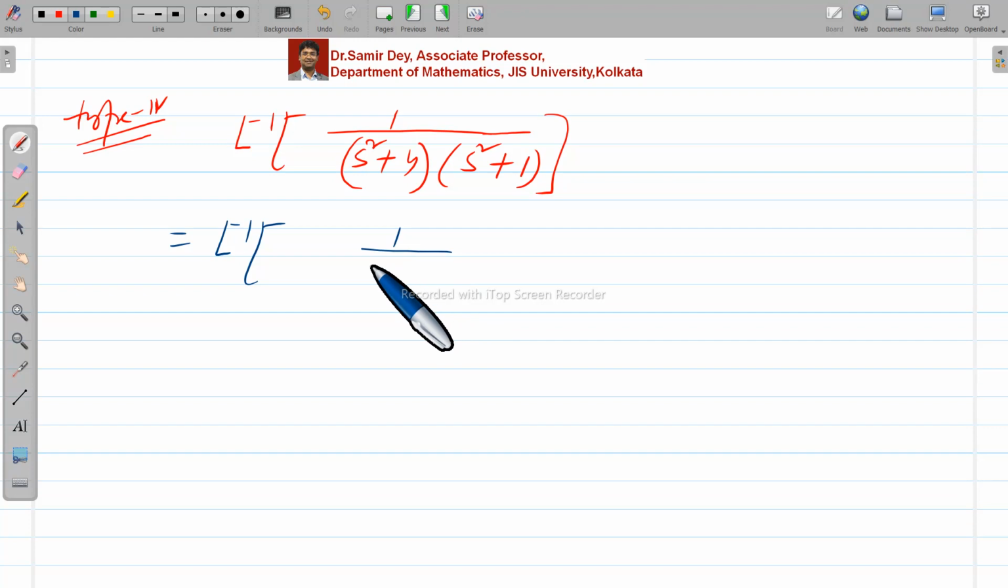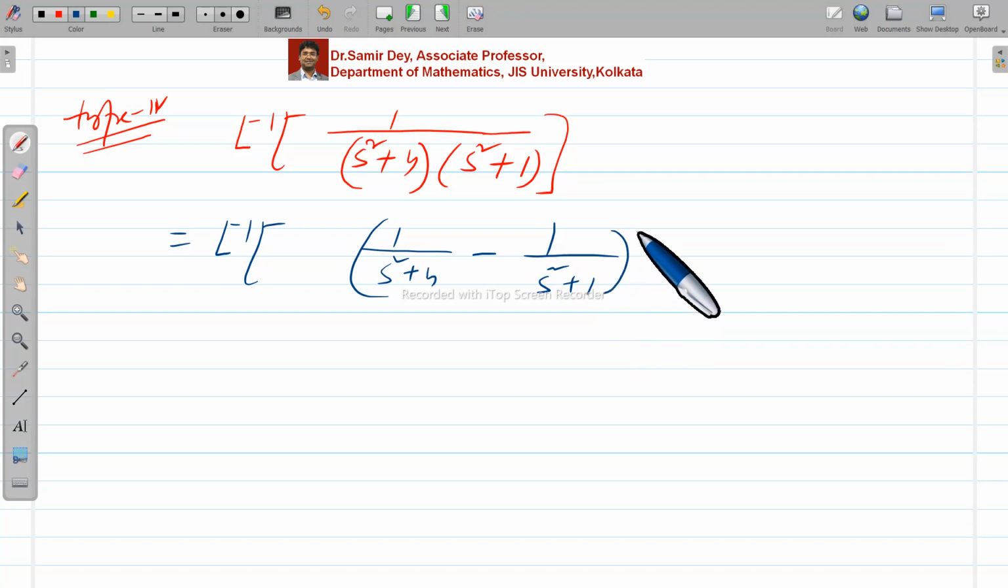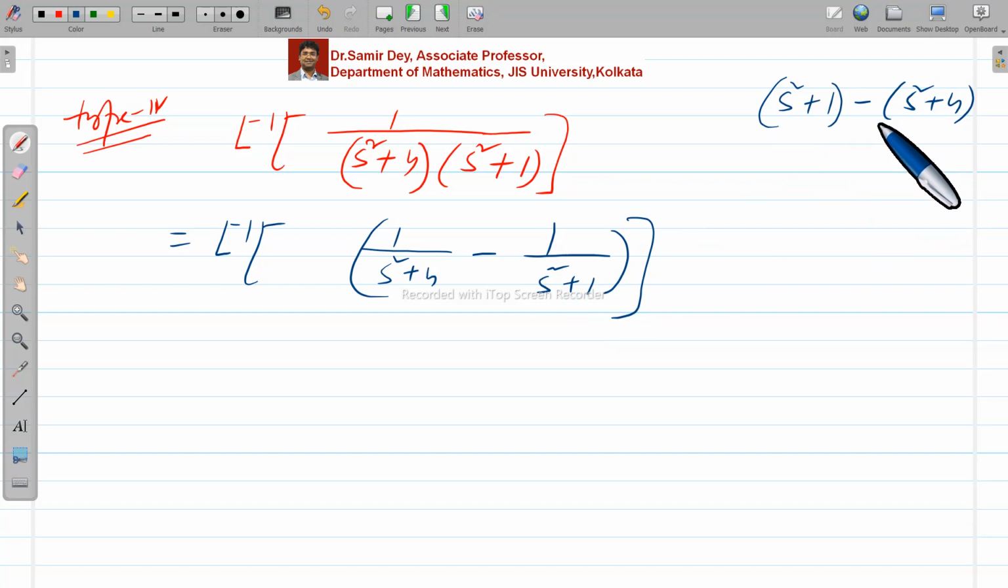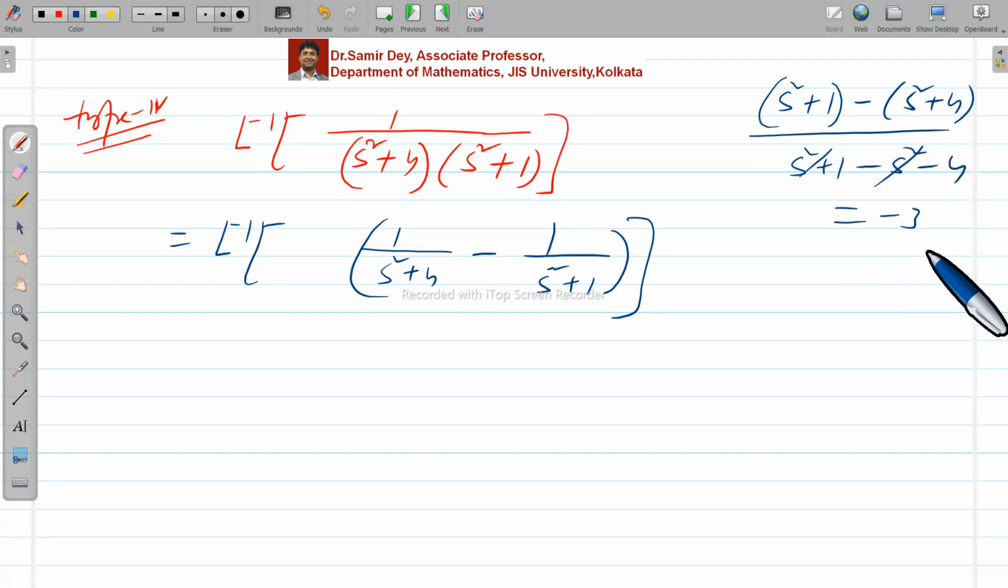Just you have to separate this: s square plus 4 minus 1 by s square plus 1. Now adjust, simplify, take LCM. It is coming s square plus 1 by s square plus 4. If you take LCM, the numerator part will come like this. Okay, then what is your adjustment? That is coming s square plus 1 minus s square minus 4. So minus 3 is the adjustment. So make it minus 3.